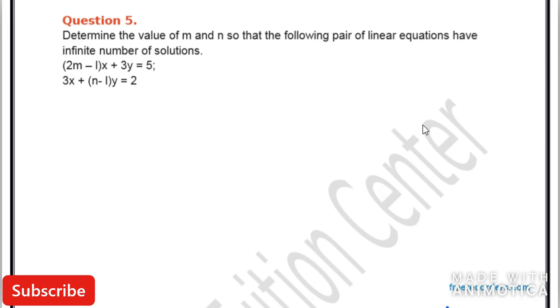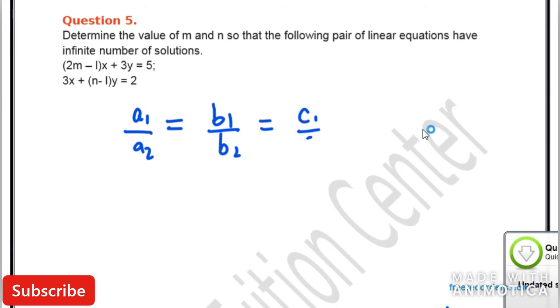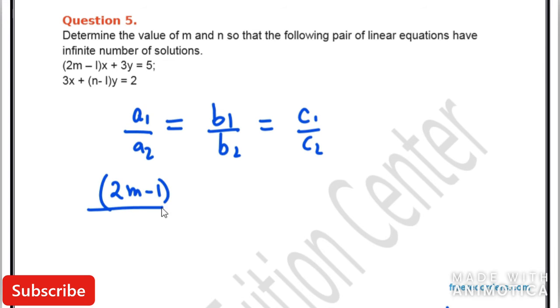Let's start with question number 5. It says determine the value of m and n so that the following pair of linear equations have infinite number of solutions. As you know, for infinite number of solutions, the condition is like this: a1 over a2 is equal to b1 over b2 is equal to c1 over c2.